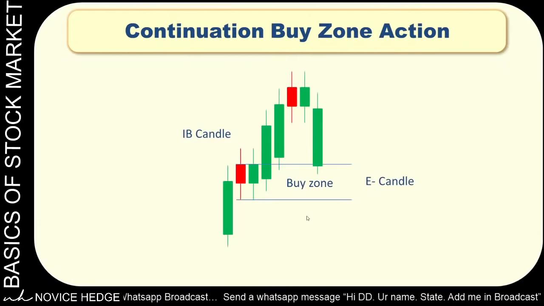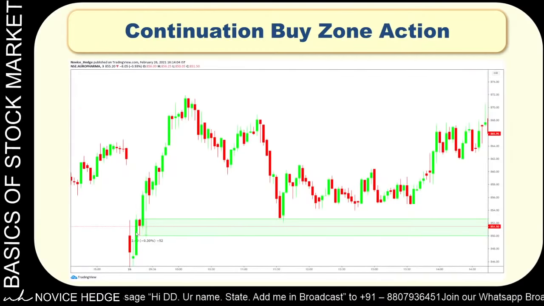Now let me explain the continuation buy zone action. If you see here, the bulls are dominating, and there was a pause, and there was once again a bull movement. So this forms a zone. This zone has how many E candles? Only one E candle. Now the next two candles after the IB candle form two consecutive highs. So this clearly indicates that this is a zone.